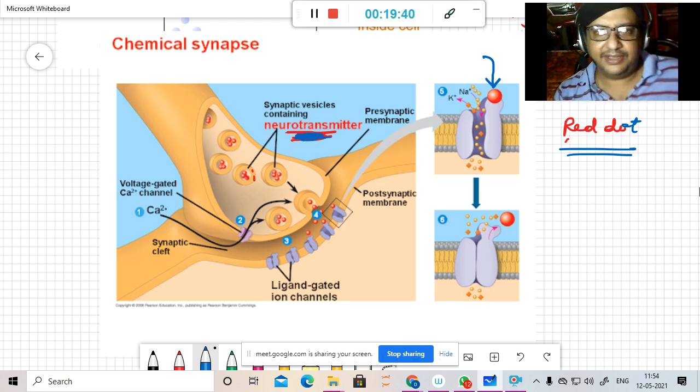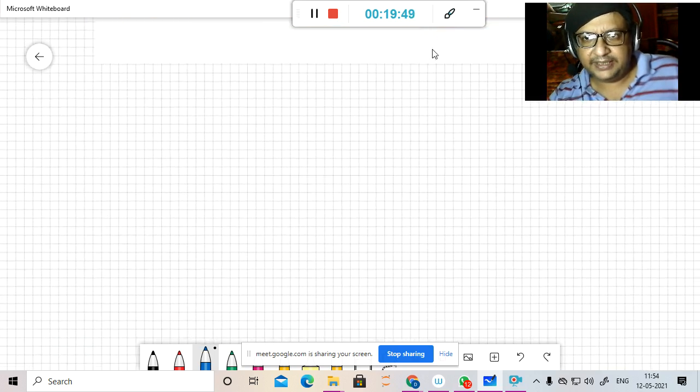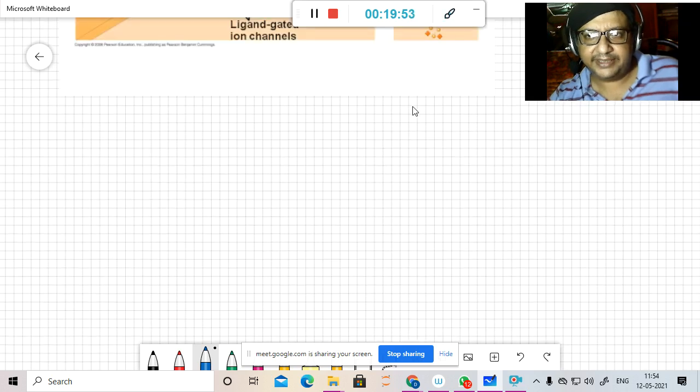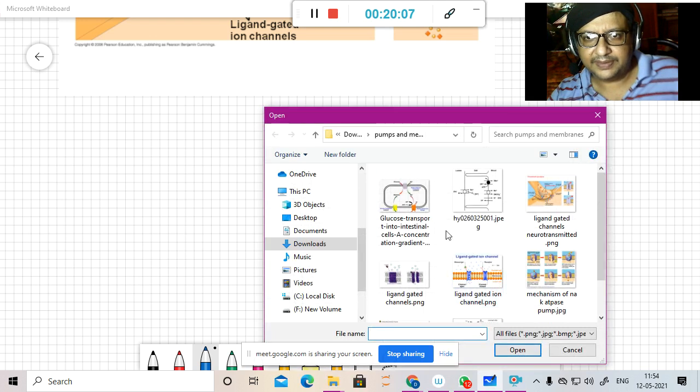So let us have a look at the general types of transporters which are normally present. If you read physiology properly, especially the excretory system, urinary system, and the nerve impulse, you'll find most of all the channels and pumps which are present. So let us have a look at a general idea of what happens in a cell.